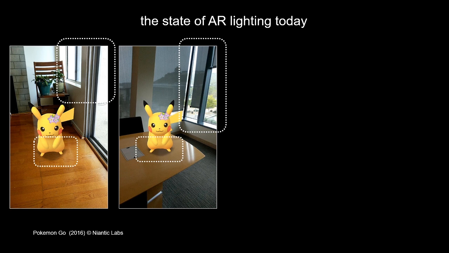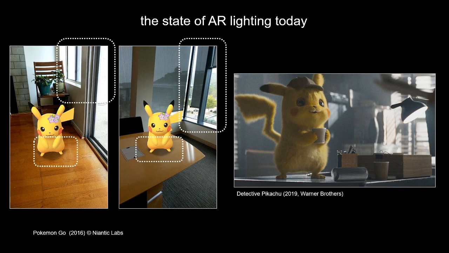Now, for comparison with the state of the art from visual effects, here's a shot from the 2019 film Detective Pikachu, with this virtual Pikachu again in a scene with a bright window on the right. But in this case, we can see that the lighting on the Pikachu looks just about correct. We can see that the right side of the Pikachu is brightly lit, while the left side is in shadow, and we even see realistic reflections in his eyes.